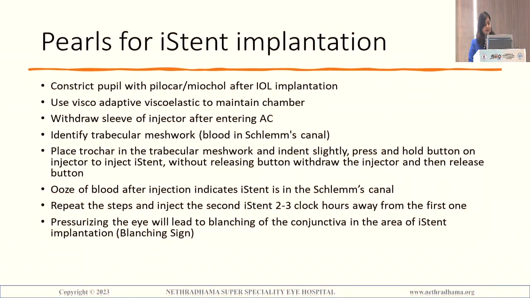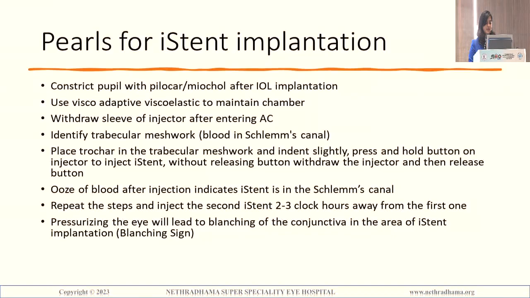We need to identify the trabecular meshwork with blood in the Schlemm's canal. Place the trocar and indent very slightly. Press and hold the black button on the injector. Without releasing the button, you need to withdraw the injector and then release it. You may get a snagging of the device if you release it when the trocar is inside. The ooze of blood after injection indicates the successful implantation.